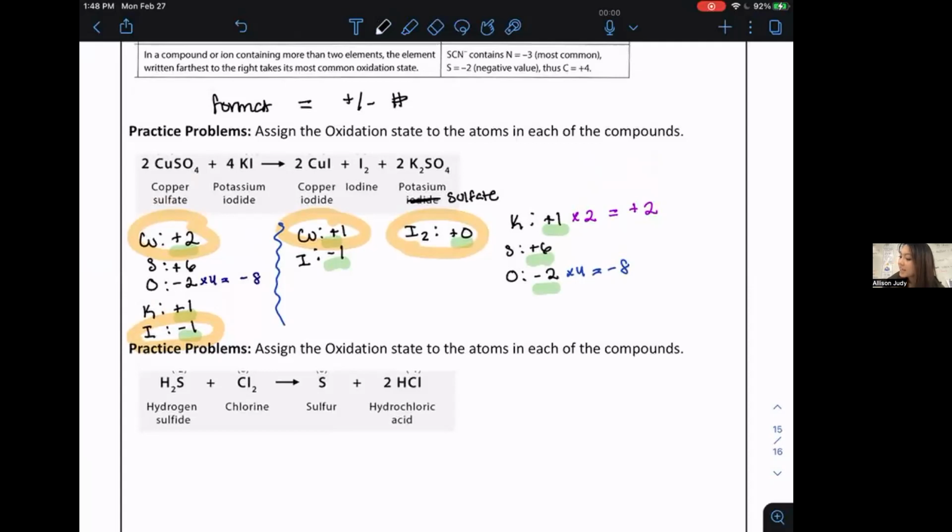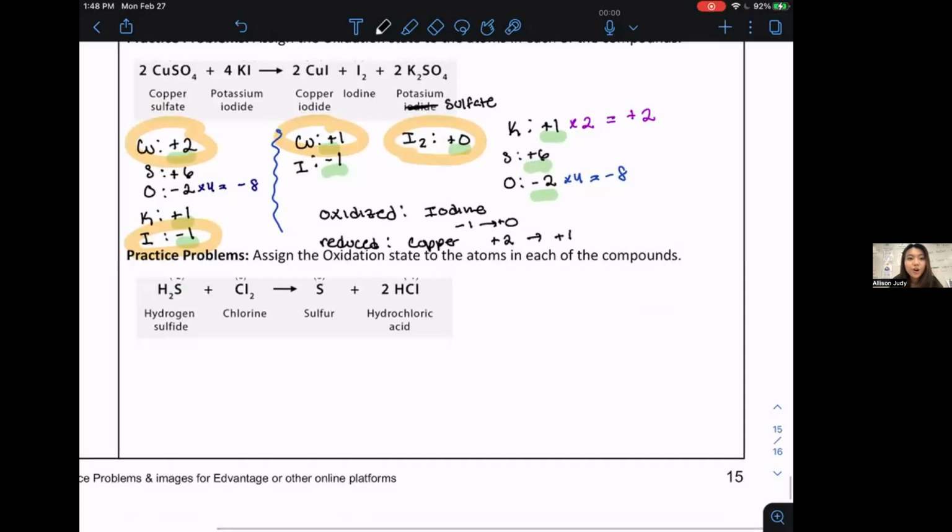So what we would say then is oxidized. Leo the lion says, Ger, if I lost electrons, I am oxidized, which means I'm more positive from reactant to product. So I am oxidized iodine. I go from a -1 to a 0. But reduced, I am copper going from a +2 to a lesser number, +1.